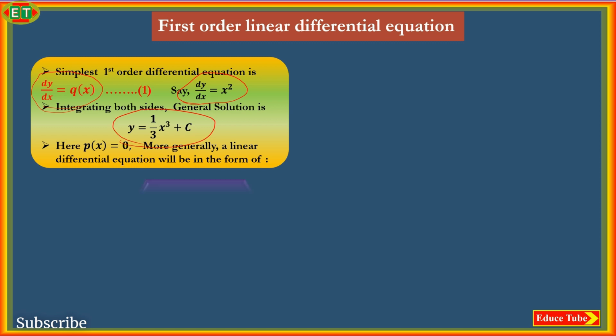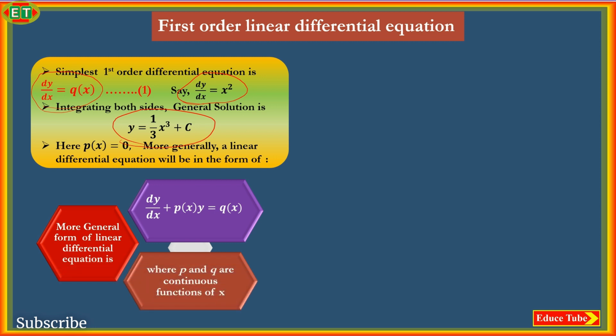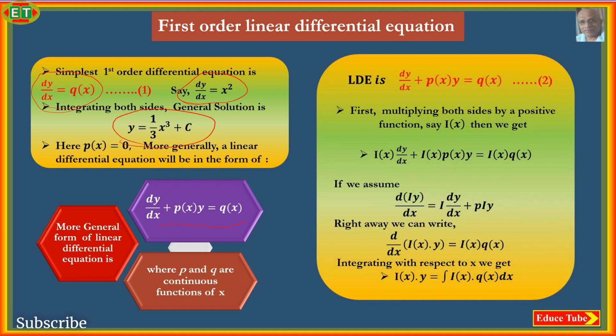More generally, a first order differential equation is called linear if it is expressible in the form dy/dx + p(x)y = q(x), like this one. Here our first equation dy/dx = q(x) is a special case of equation number 2, this one, and equation number 1 results because we assume p(x) = 0. We will assume that the functions p(x) and q(x) are continuous on a common interval, and we will look for a general solution that is valid on that interval.